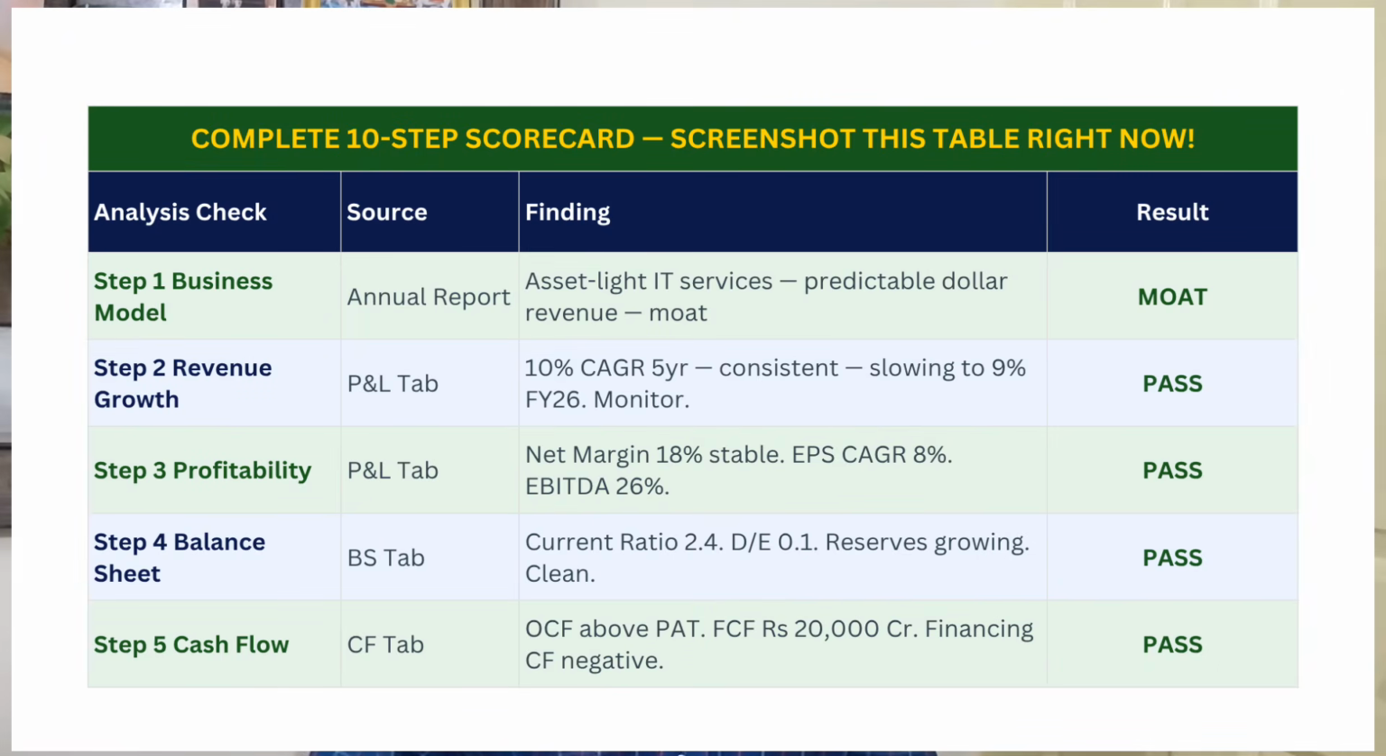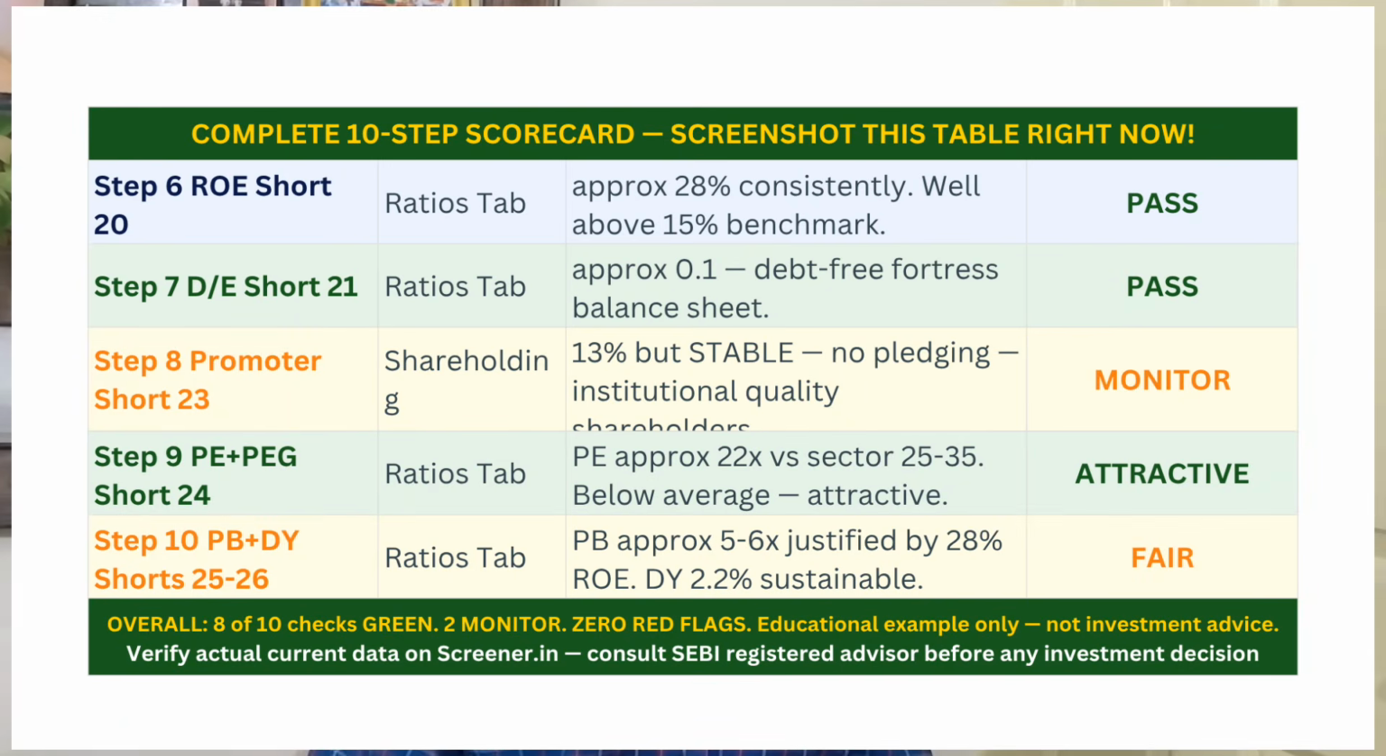Then the next analysis check. Step 5, cash flow statement. This is very important. Where is the source? The cash flow tab, you have to check it always. Then the findings: OCF above PAT. FCF rupees 20,000 crores. Financing CF negative. Result is pass. Then the next analysis check. Step number 6, ROE from Short 20. Where is the source? Ratio tab in screener.in. What are the findings? Approximately 28% consistently, well above the 15% benchmark. Result: pass.